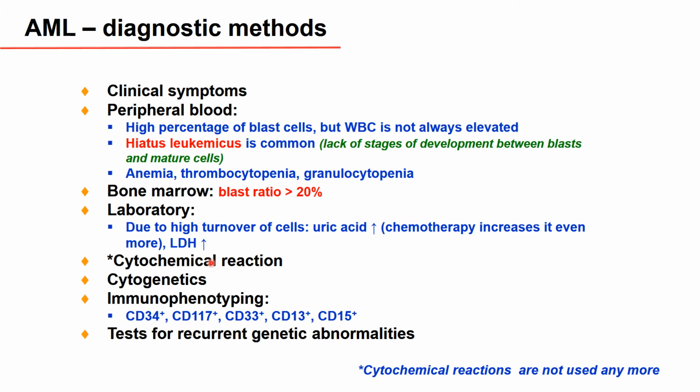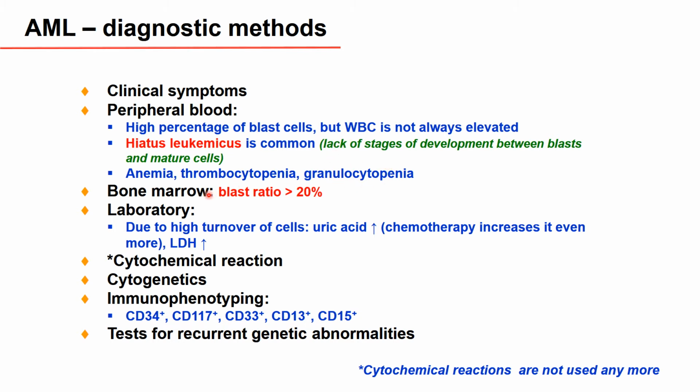The abnormal one is not going to attach to the extracellular matrix, while the normal one is attaching to the extracellular matrix. So the normal blast stays inside the bone marrow. However, the abnormal one gets to the periphery, and this is what is called hiatus leukemicus. In a lot of cases, the patient could have anemia or thrombocytopenia or granulocytopenia, usually at the beginning.